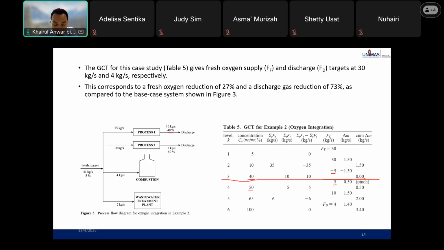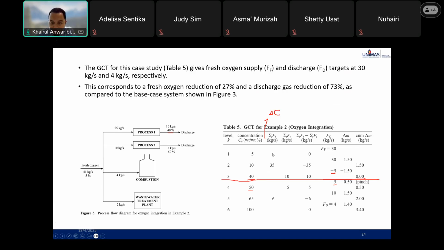Column one, column two, it's actually the same, just following Table 4, but you need to sort it in ascending order of concentration, because when you calculate delta M here, you need the delta C. So you add another column here for delta C, so that it is easier for you to calculate delta M.